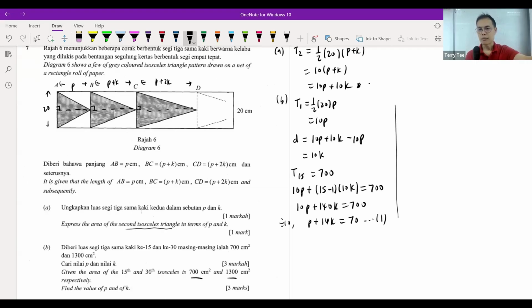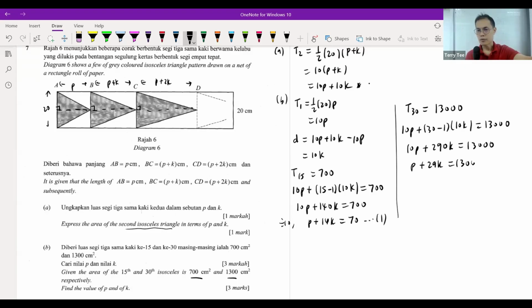So let me continue here. My second equation is T30. Your T30 is 1,300. So the formula is, again, A plus N minus 1, 30 minus 1. D is 10K. The result, 1,300. So we write 10P plus 29 times 10 is 290K, equals 1,300. Dividing by 10, P plus 29K is 130. Call this equation number 2.